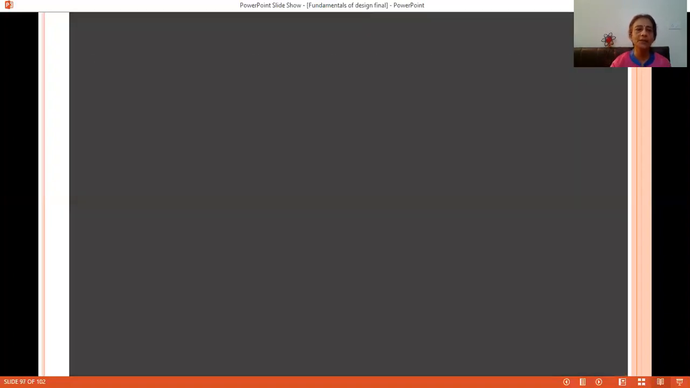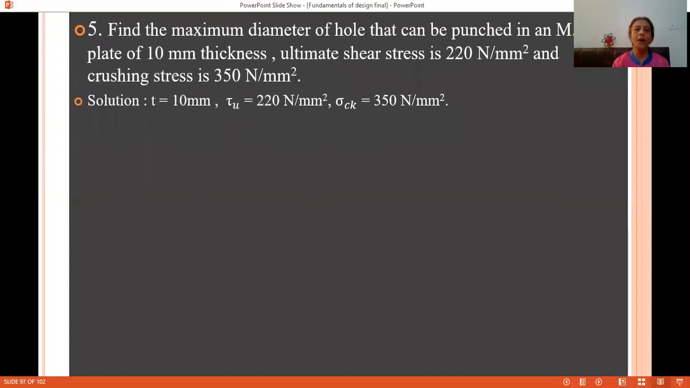Next sum is very simple. Find the maximum diameter of the hole that can be punched in an MS plate of 10 mm thickness. Ultimate shear stress is 220 Newton per mm square and crushing stress is 350 Newton per mm square. So we will write the given data. t is 10 mm. Ultimate shear stress is 220 Newton per mm square and crushing stress is 350 Newton per mm square.